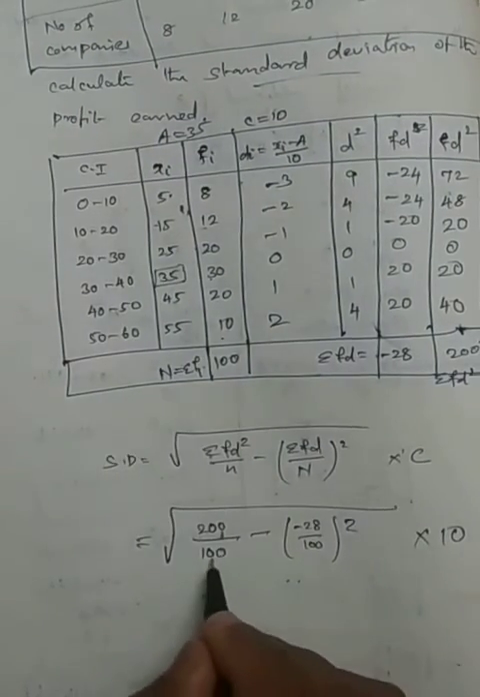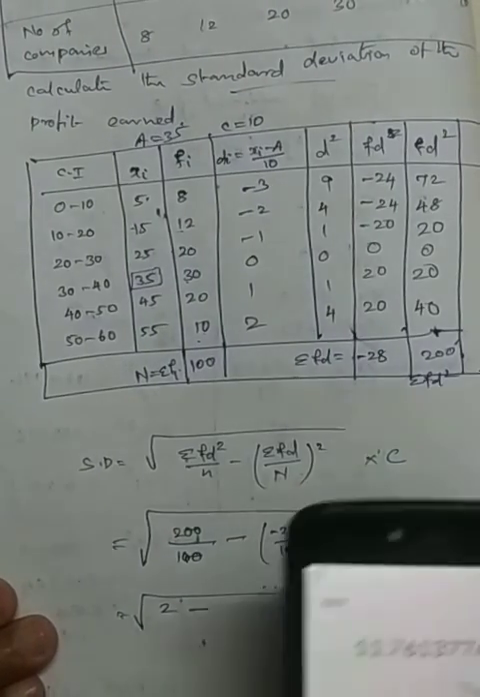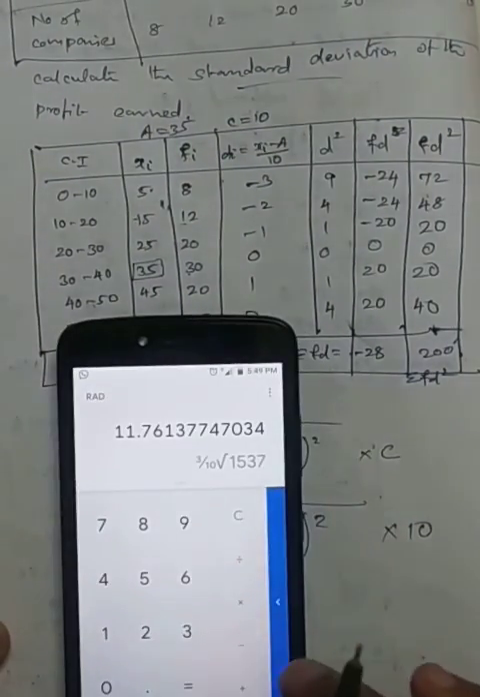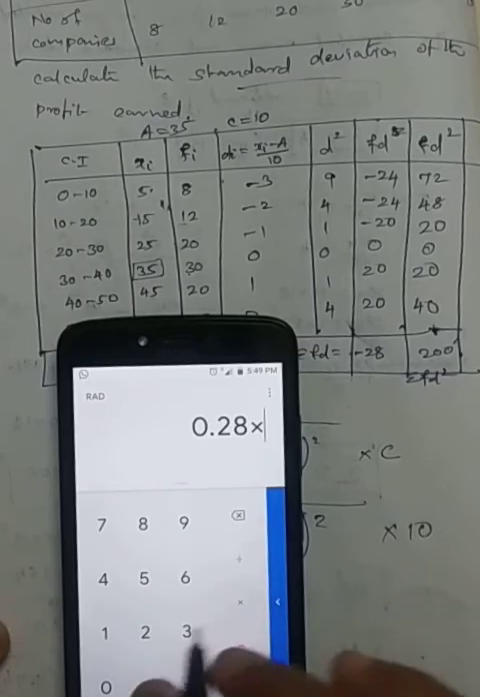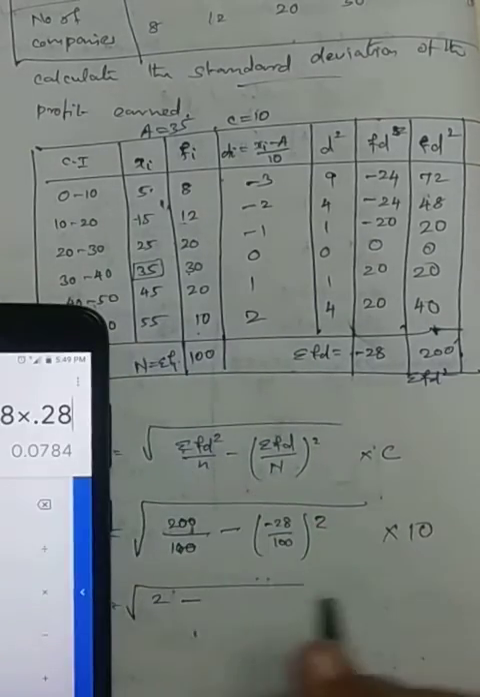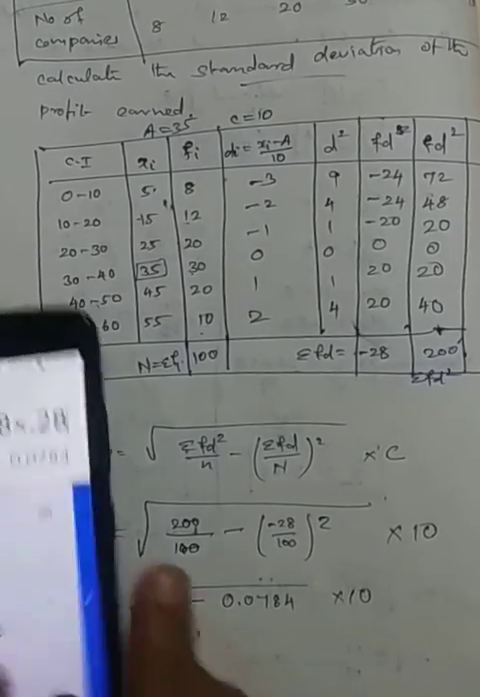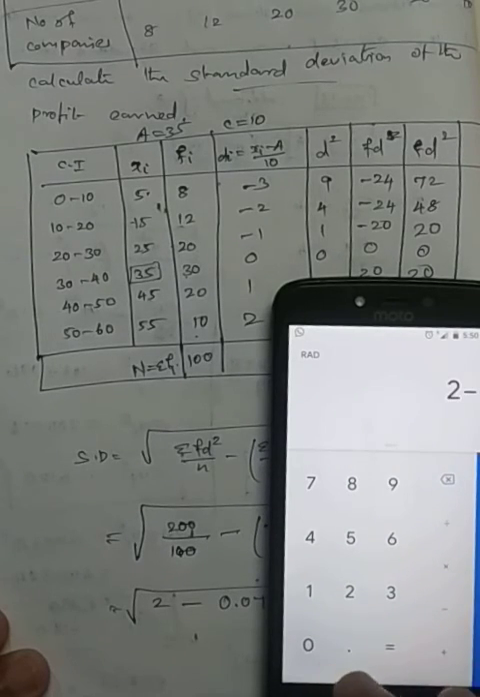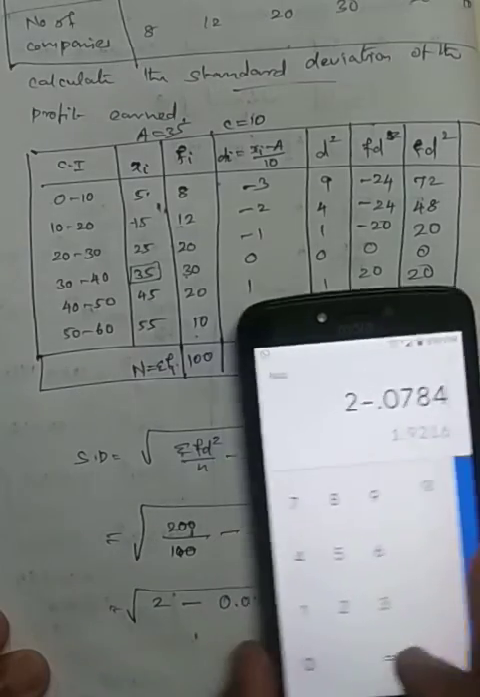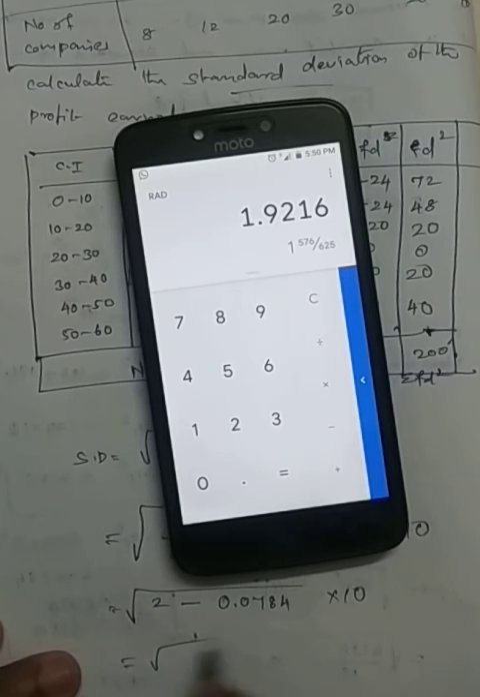So now this 100 gets cancelled. Now we are getting square root of 2 minus, here the 28 I will do by calculator. So I am taking 28 divided by 100, that is 0.28 will come. Squaring it, we are getting minus 0.0784, into 10. So this value I am going to do now. 2 minus 0.0784 will come, so we are getting 1.9216. So we are taking square root of 1.9216, into 10.